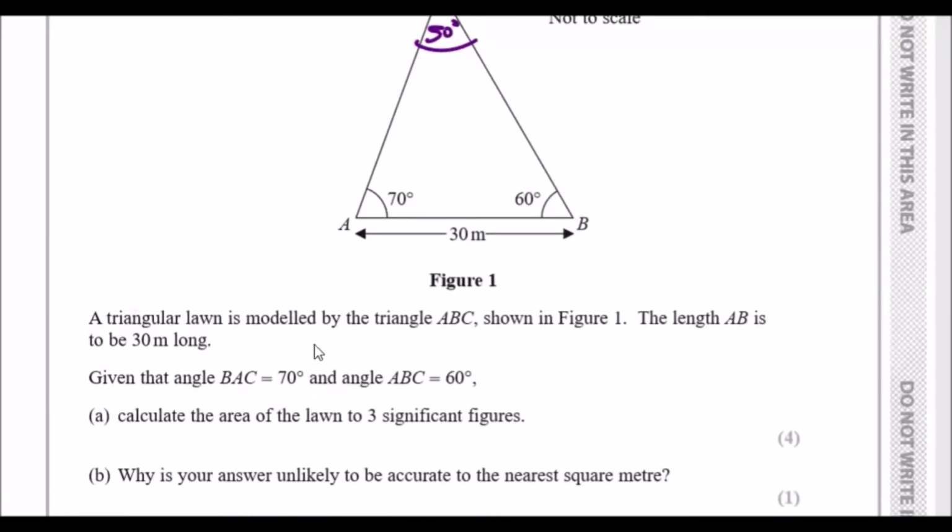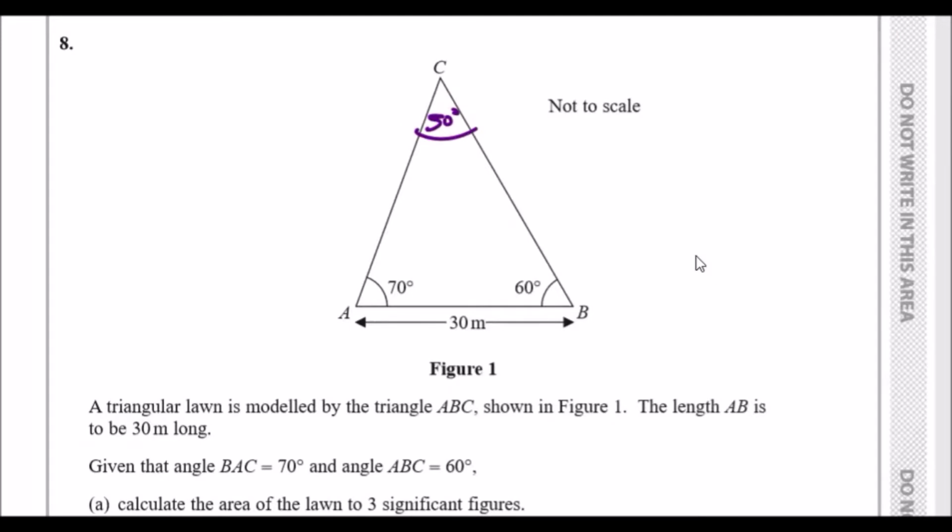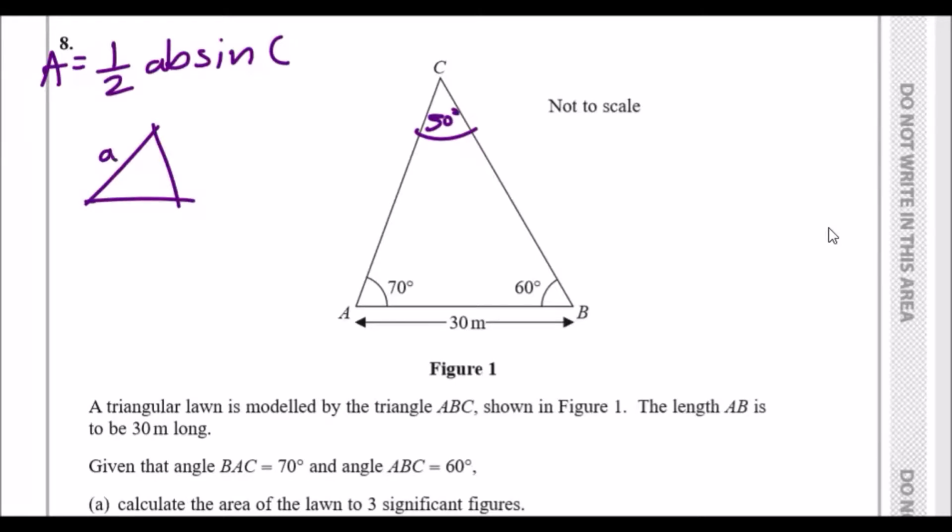So a triangular lawn is modeled by the triangle ABC, and the length AB, which is the bottom here, is 30 meters long. Given that we know the two angles, calculate the area of the lawn to 3 significant figures. To find the area of the lawn, which is basically a triangle, always use this formula: half AB sine C. This is literally the area of the triangle, and I always picture it like this. If this was side A and this was side B, then angle C is in between. It's always the angle between A and B.